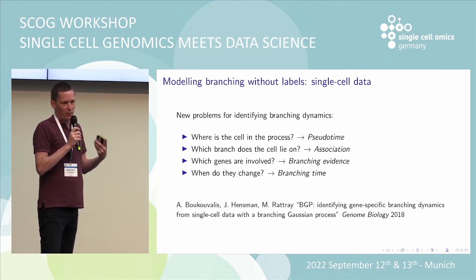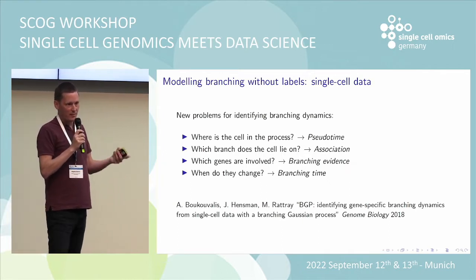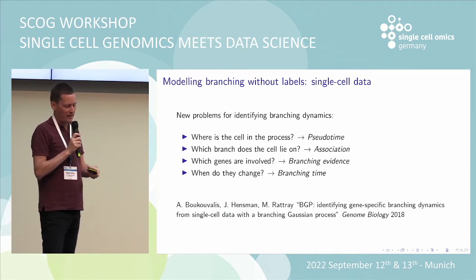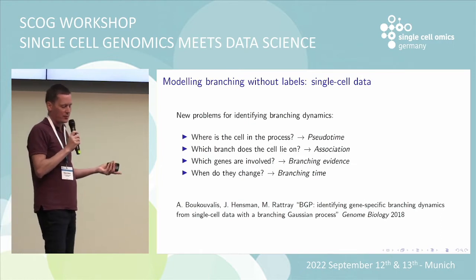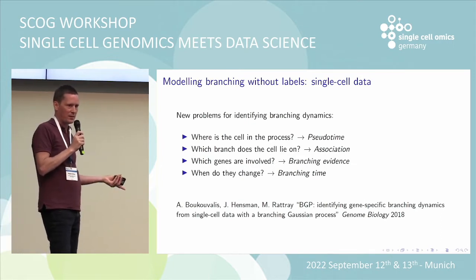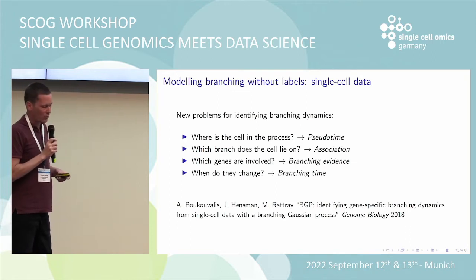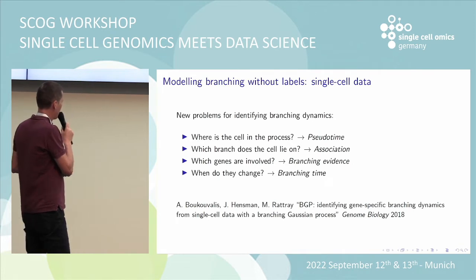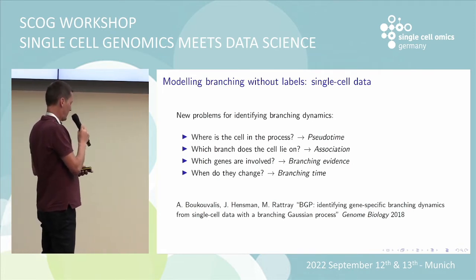You want to work out which genes are involved in the branching. You know, some genes are going to be involved in differentiation. Some might just be housekeeping genes that aren't doing anything. And you want to know when things are branching. So you might have early transcription factors driving the process, and then other things changing later. So you want to kind of order the genes. And we implemented this BGP package a while ago to use Gaussian processes to do that.